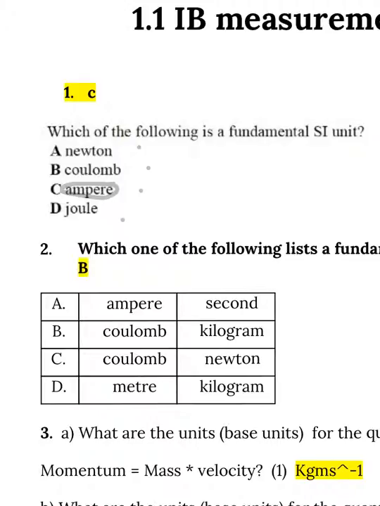Question number 2 is virtually the same. Here you have to find a fundamental and a derived unit. So if you have a look at each option, we have the first where you have a fundamental unit, but also another fundamental unit, the second. The Coulomb is a derived unit, and the kilogram is a base unit, or a fundamental unit. C, the Coulomb is derived, but the Newton is derived as well. And in D, we have a fundamental and another fundamental. So the only one that would give you the answer of a fundamental and a derived is B.